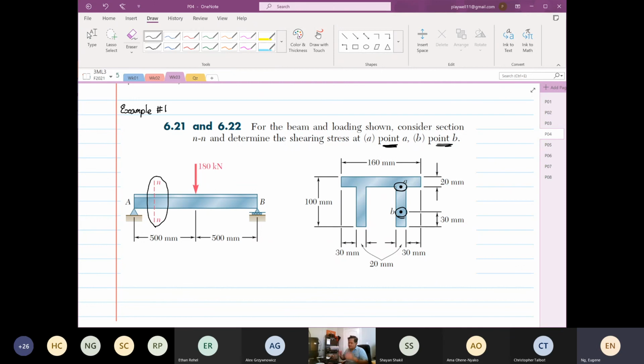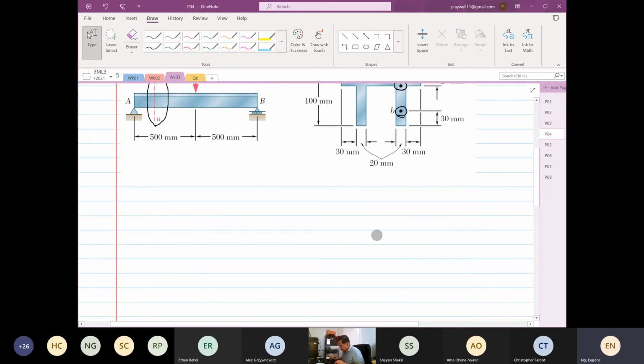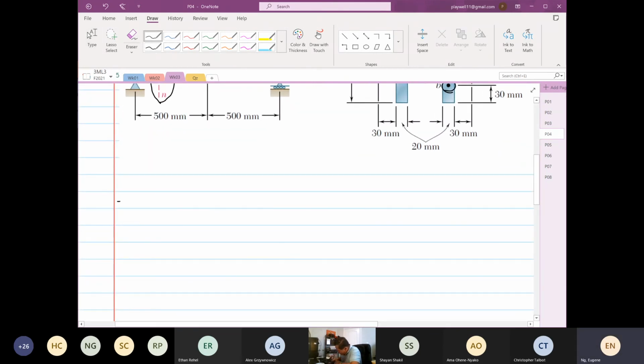This is a problem that has a lot of steps, and I'm going to show you all of them. You might tell me, Eugene, this is no more a rectangle, it has a weird shape. Yes, you're absolutely right. So what will you learn from this example? The first thing we will do is draw the free body diagram.